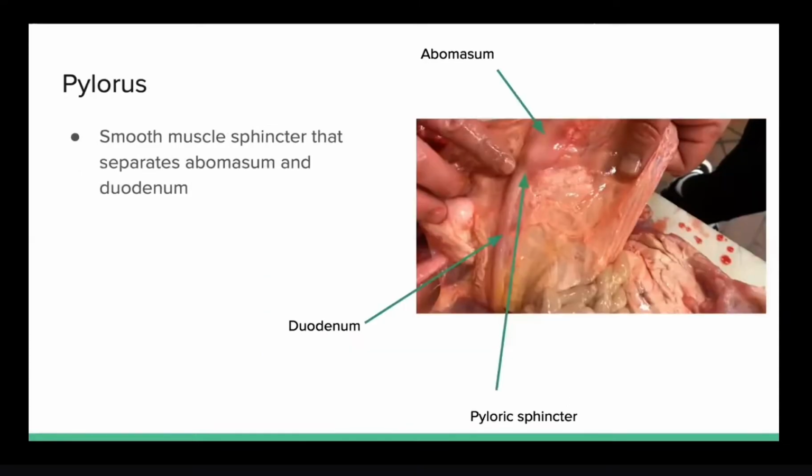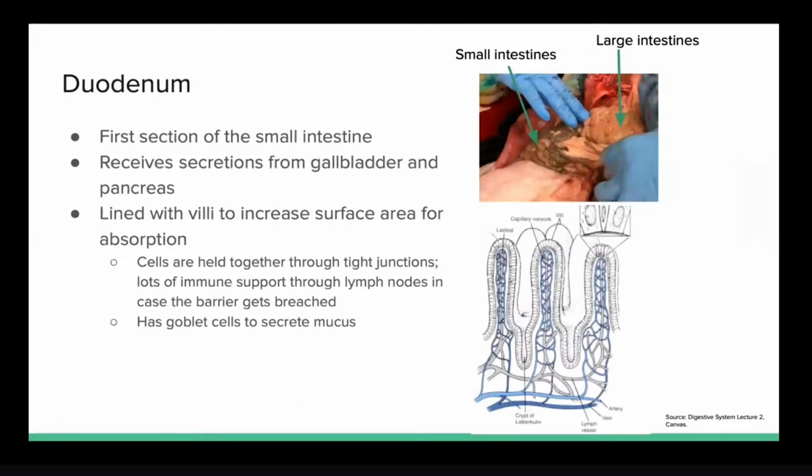The pylorus is a smooth muscle sphincter that separates the abomasum and the duodenum. And the duodenum is the first section of the small intestine. It receives secretions from the gallbladder and the pancreas and is lined with villi to increase the surface area for nutrient absorption.